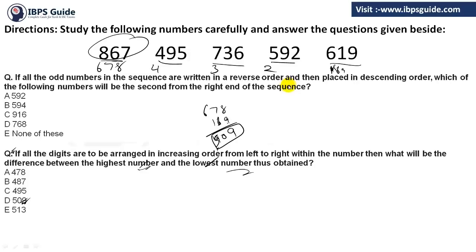You need not change everything, because we need just the highest and lowest number, and the highest and lowest number can be decided from the first digit. Clear? Yes or no? If you still have any doubt, please let me know in the comment section box. Now let's move on to the next questions.